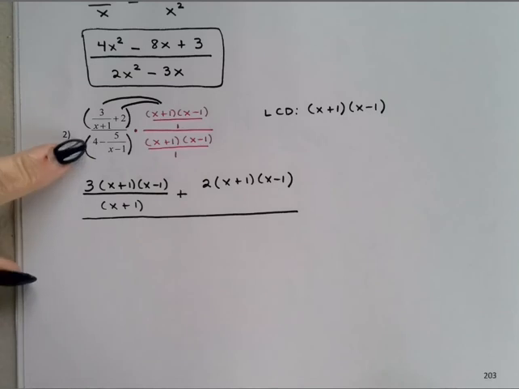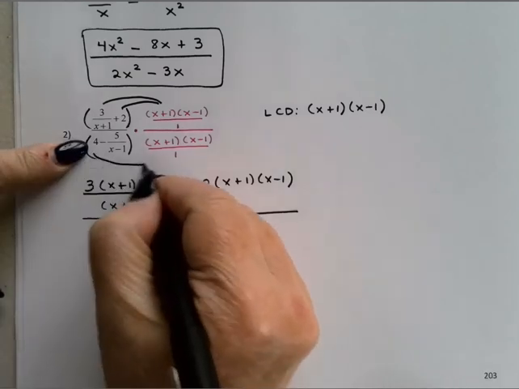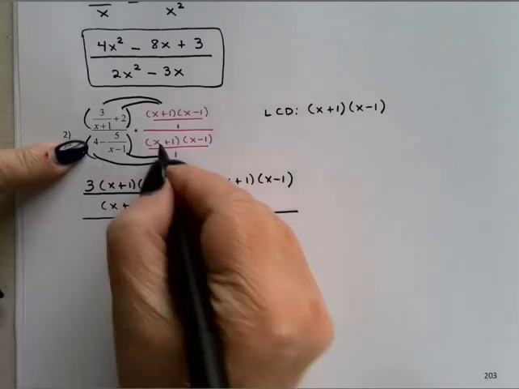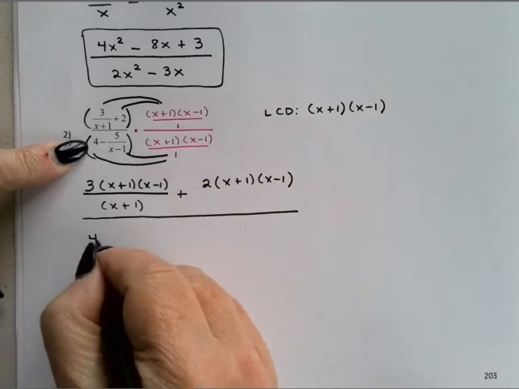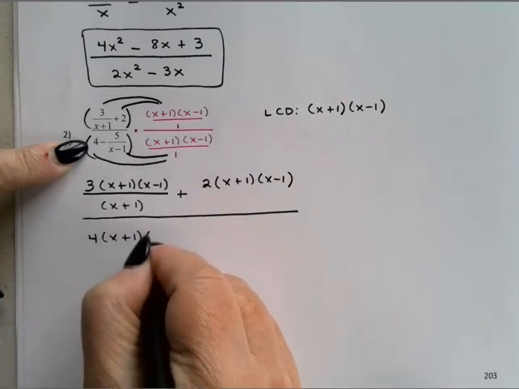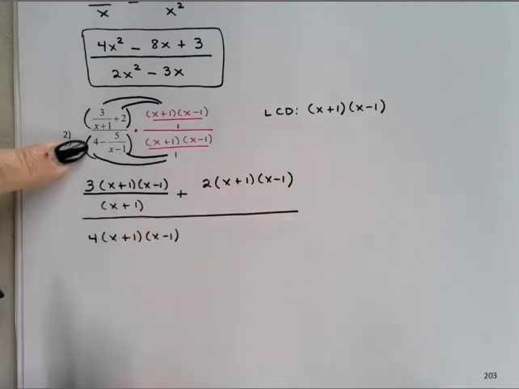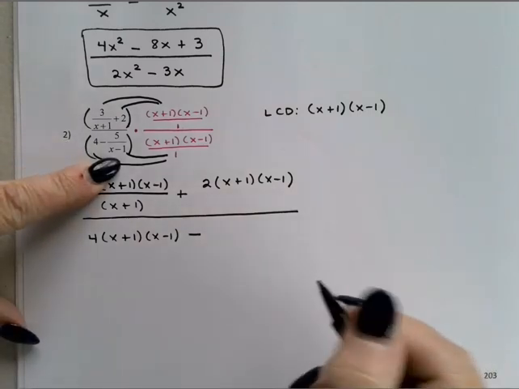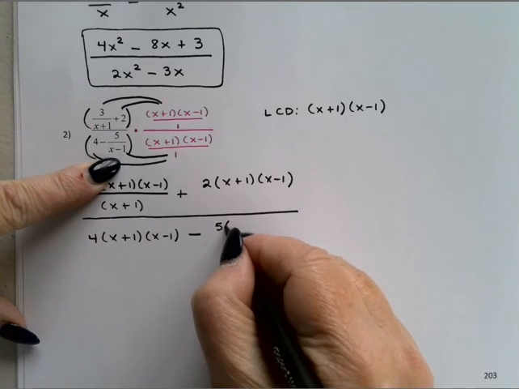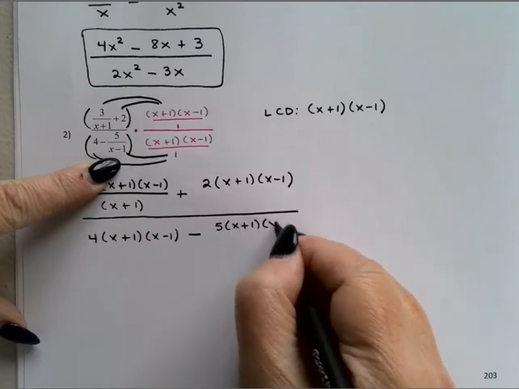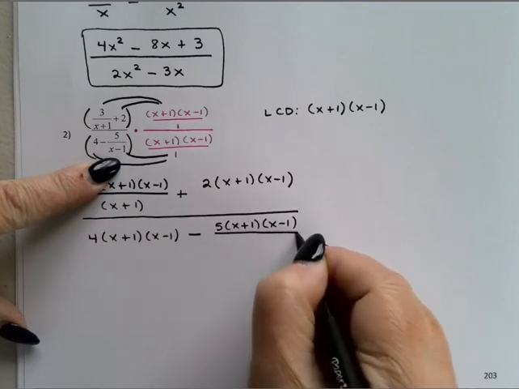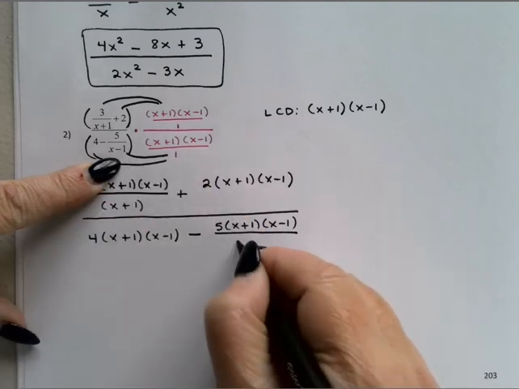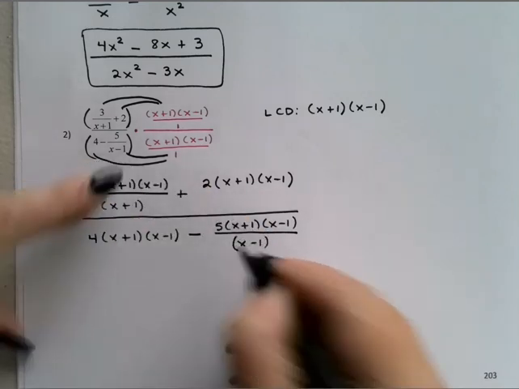On the bottom, same idea here. This 4 has to be multiplied by the whole x plus 1, x minus 1. 1 on the bottom doesn't change anything, so I won't write it. Minus, here I'll have 5 times x plus 1, x minus 1 on the top. And then x minus 1 times 1 is x minus 1 on the bottom.